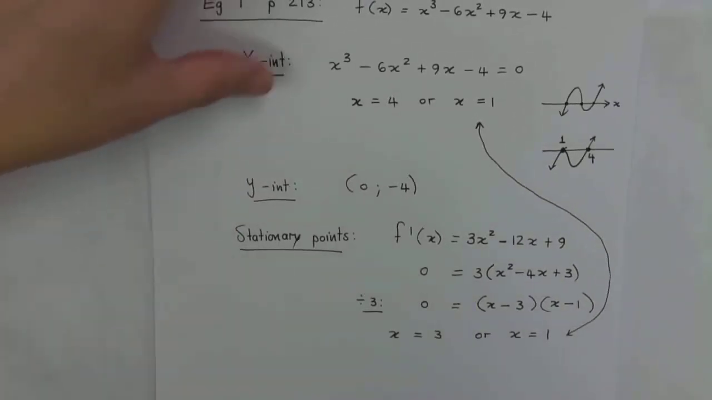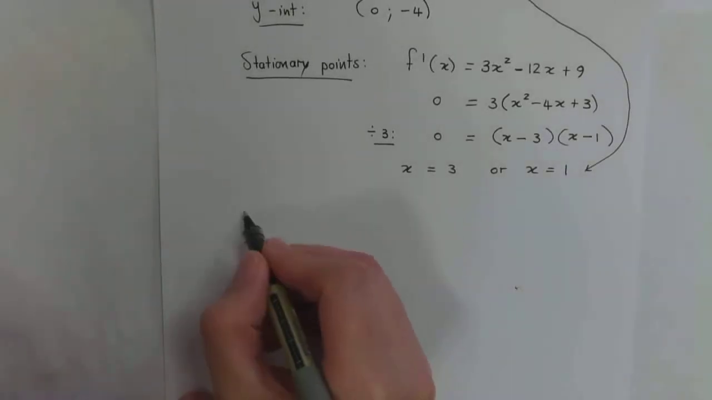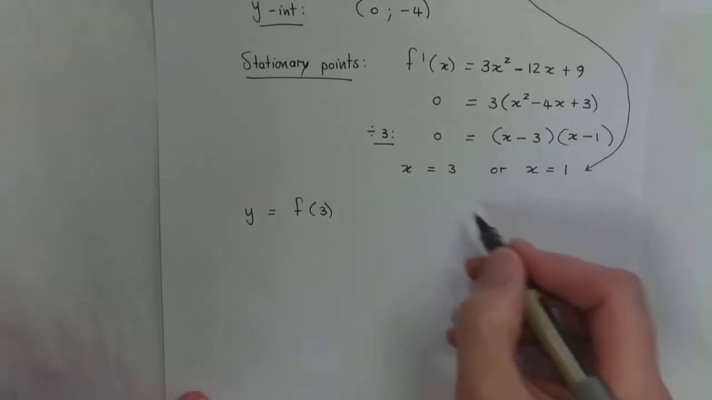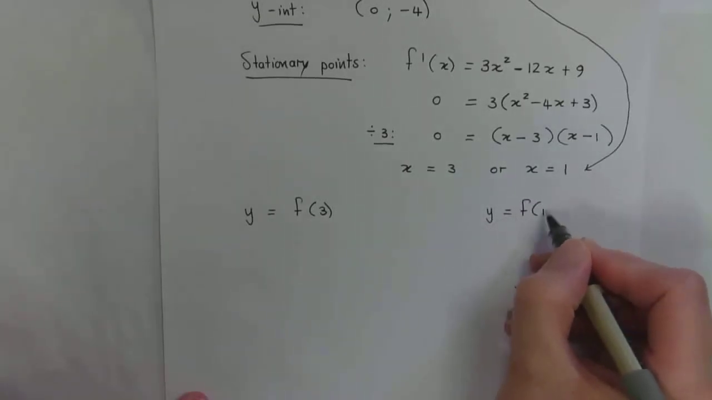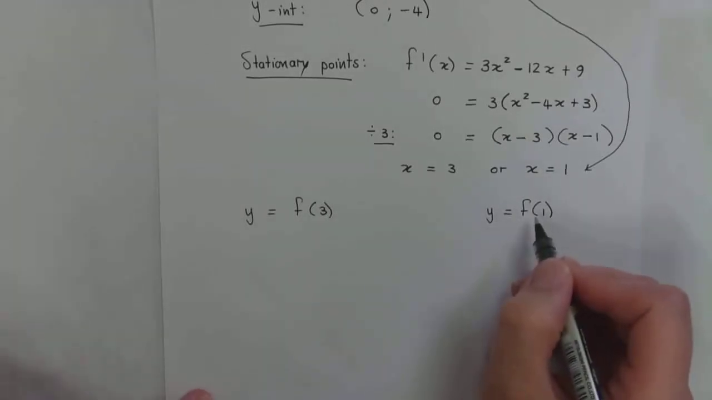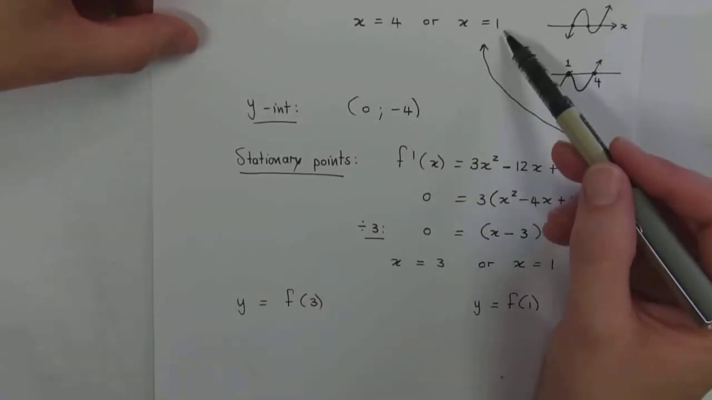Now I need to set these 2 points back into the original equation to get the y coordinates. So the first y coordinate is going to be equal to f of 3, and the second y coordinate is going to be equal to f of 1. Now, by the way, I'm not even going to do this calculation, and the reason I'm not going to do this calculation is because I already know x equal to 1 is my x-intercept.